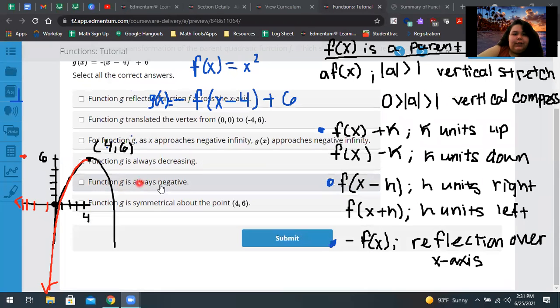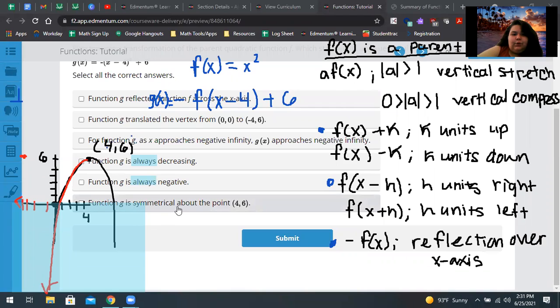So is function g always negative? Remember, if it's always negative, it's always below the x-axis. Don't I have a top portion up here? So it's not always negative. A portion of it is negative, but that keyword you have to watch out for is the word always, meaning it's not going to be positive at all.